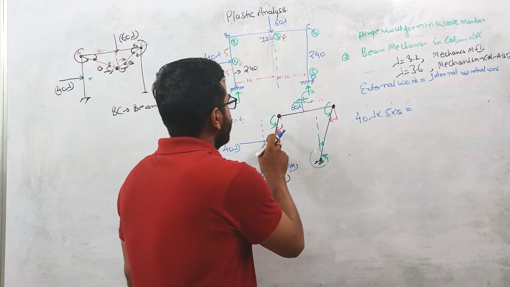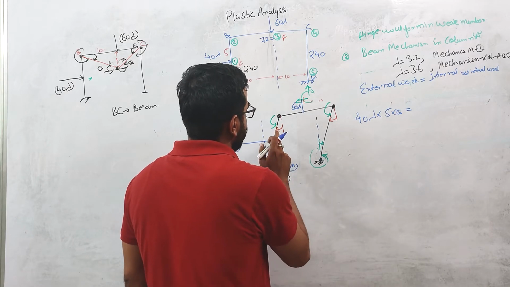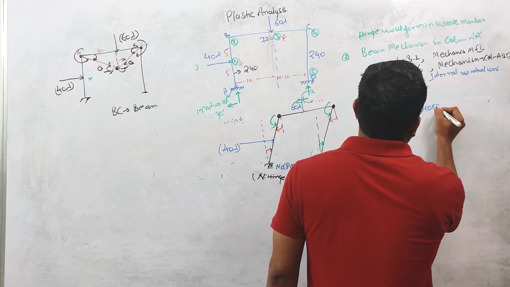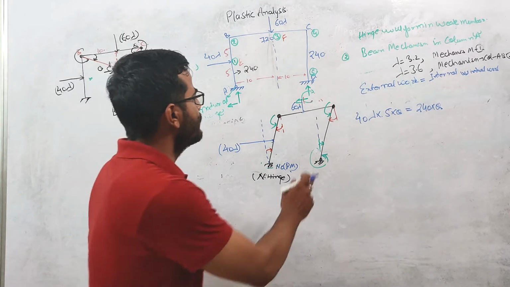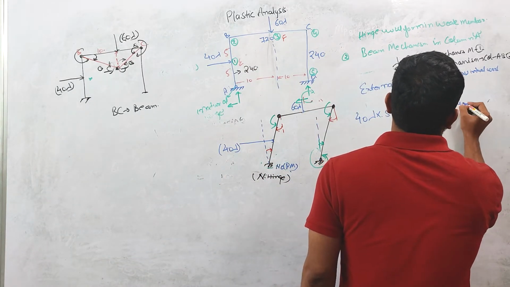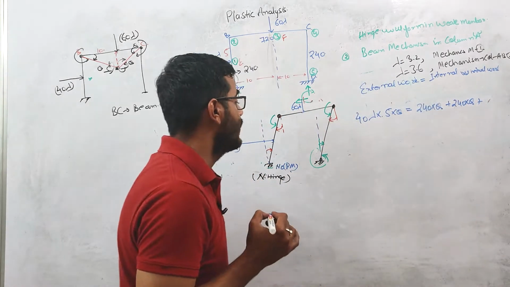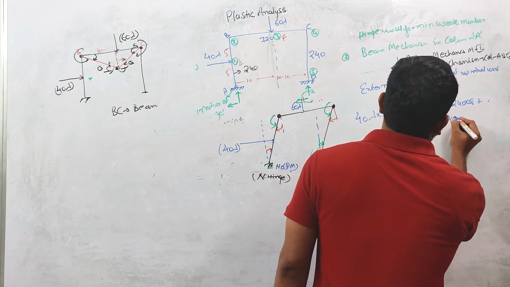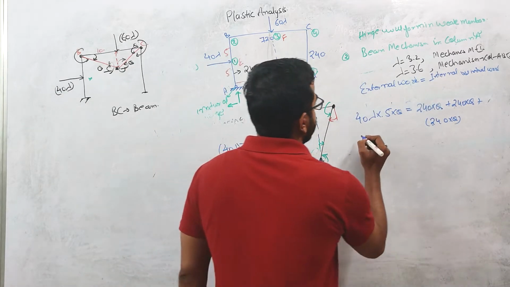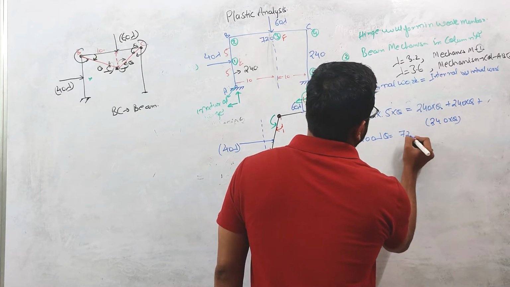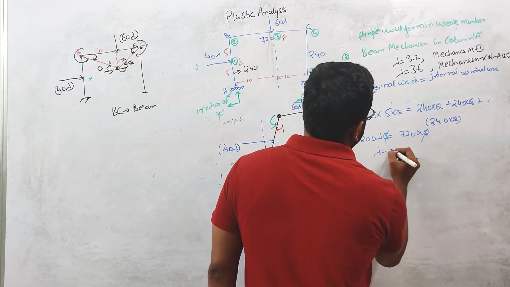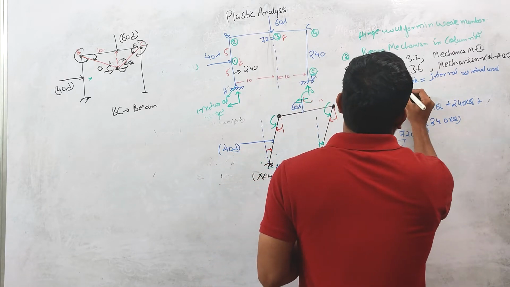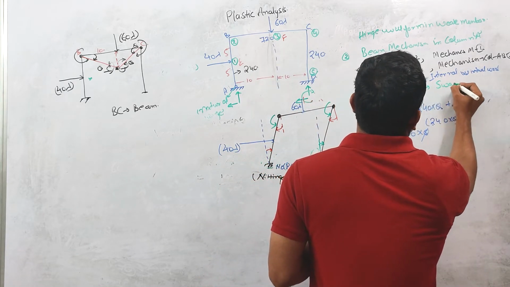At this point the internal virtual work done will be Mp into theta, or you can write 240 into theta. At this point the moment will be again 240 into theta, because the hinge will form in the weak member. Plus again at this point it will be 240 into theta. So this value will be 200 lambda theta, equal to 720 into theta. Theta will cancel out. Again lambda comes out to be 3.6. So lambda will be 3.6 for the sway mechanism.